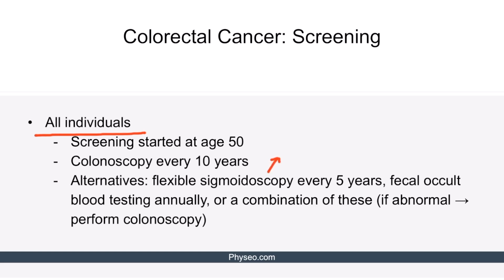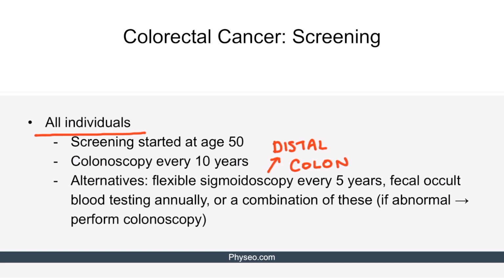However, it only visualizes the distal colon, so you're not really seeing the right side of the colon. However, since 2/3 of colon cancers actually arise in that distal segment, it's a reasonable alternative if done every 5 years. And that's something to mention to patients.